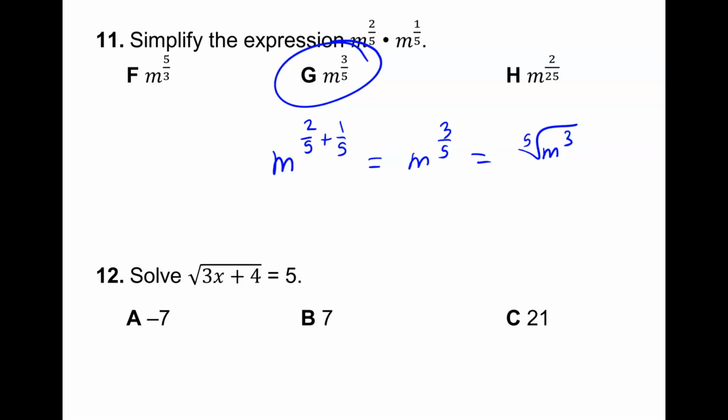Number 12. Try it out. Do it on your paper. If I walk around, I should see everyone doing this on your paper. Number 12.